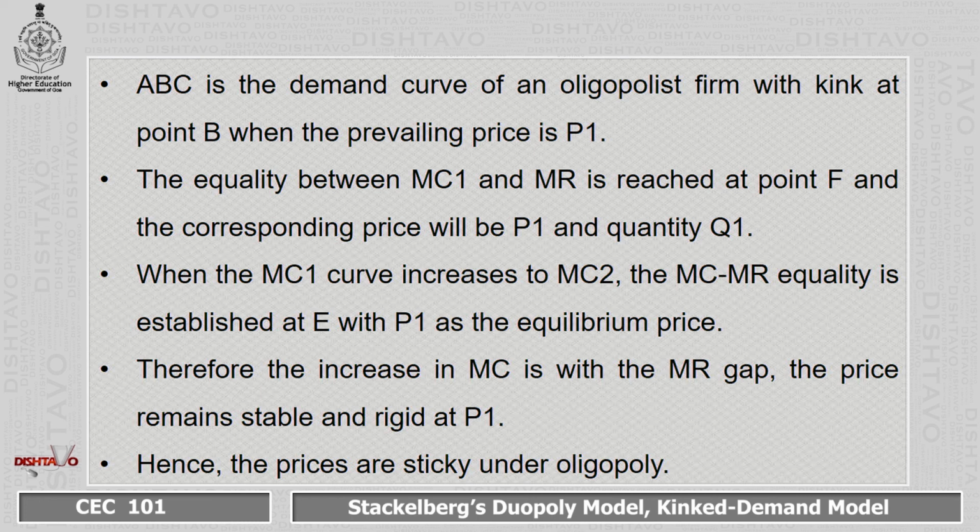The equality between MC1 and MR is reached at point F, and the corresponding price will be P1 and the quantity Q1. When the MC1 curve increases to MC2, the MC and MR equality is established at E with P1 as the equilibrium price. So the increase in marginal cost is within the marginal revenue gap. The price remains stable and rigid at P1. Hence, the prices are sticky under oligopoly.